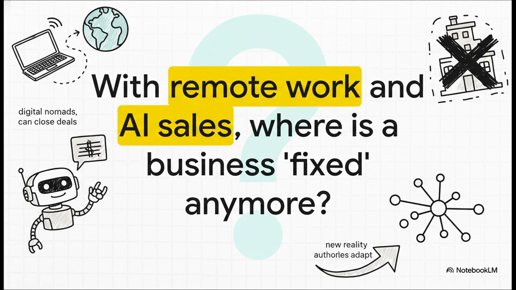And that really leaves us with a huge question for the future. You have to remember, these PE rules were designed decades ago for a totally different world. Now, in an age of digital nomads, global teams that are spread out everywhere, and even AI that can close deals, what does a fixed place of business even mean anymore? How tax authorities are going to adapt to this new reality, that's going to be one of the biggest stories in international business for years to come.